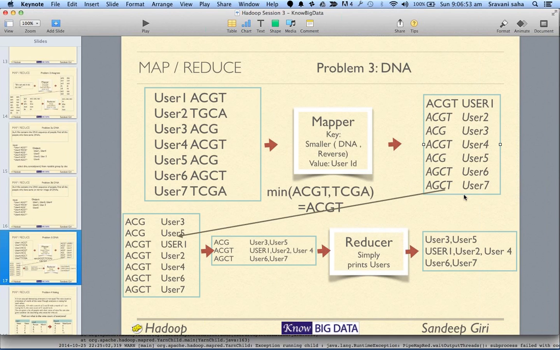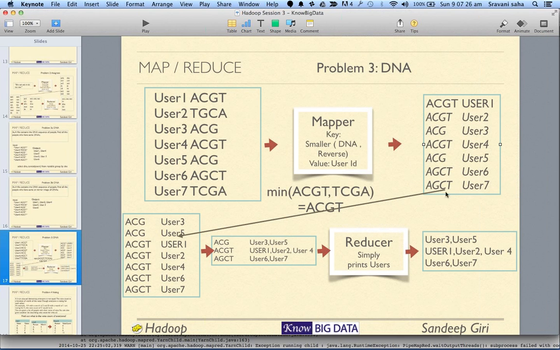So the whole idea is how you solve such kinds of problems using the MapReduce paradigm. We are able to break down the problem of finding a DNA and its reverse into a sorting problem. We are able to figure out the key on which the data needs to be sorted in order to solve our problem. And the key is formed by finding the smaller of the DNA and the reverse of it, right?